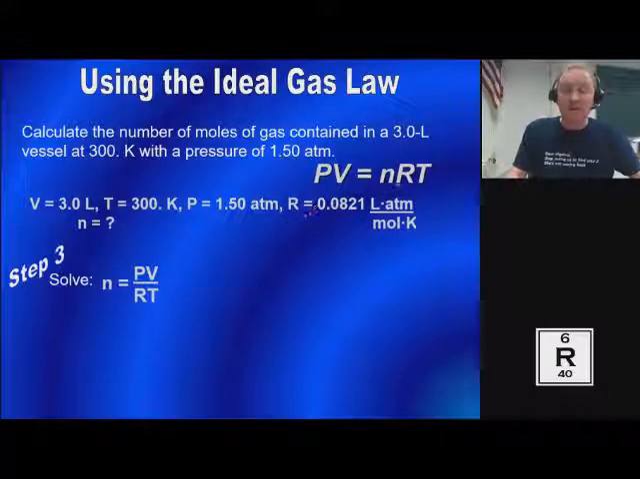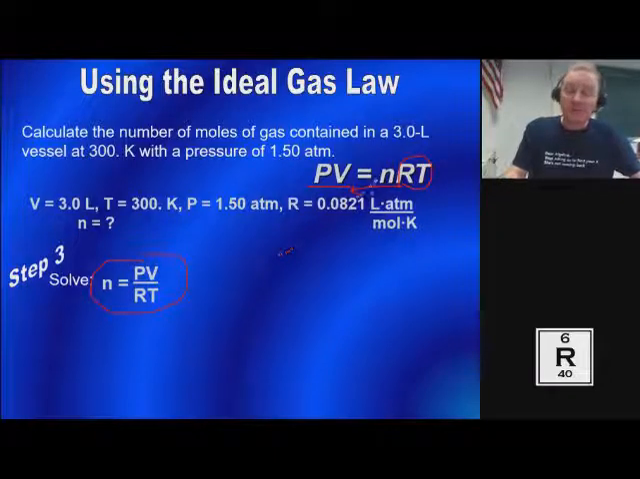To solve for what n equals, I would take the RT and cross multiply, bring it to the other side, but I have to cross multiply, so that would bring it down as a denominator when you cross multiply. So it would be PV over RT. PV over RT equals n. So that's how I derived this right here, by cross multiplying, bringing the RT down. So now I know what n equals.